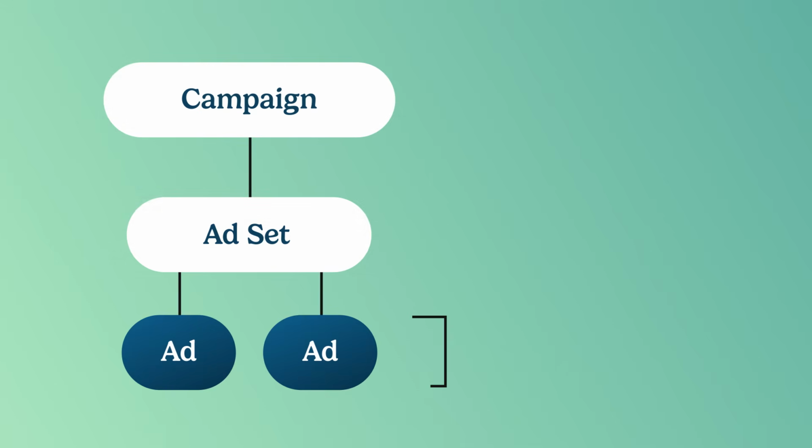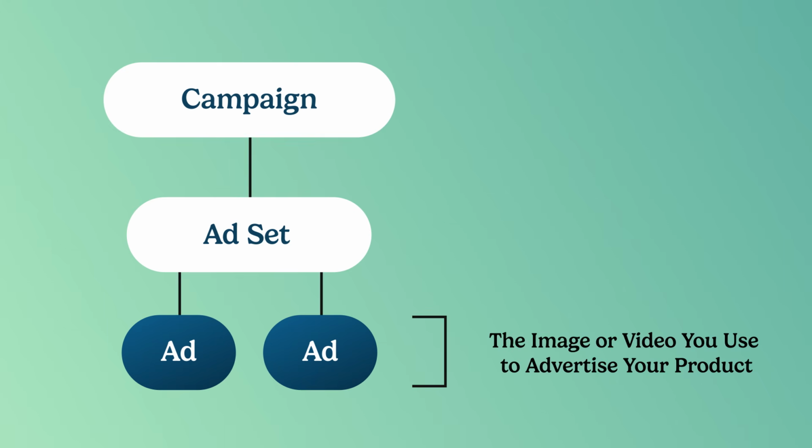And then you have the ad itself. So this is going to be the image or video you use to advertise your products. You're going to want to have a number of different ads to use in your first ad campaign. We have full tutorials on creating different types of ad formats for your products, so I'll leave those linked in the description. Now you understand how Meta ad campaigns are structured, let's get into setting up your first ads campaign.